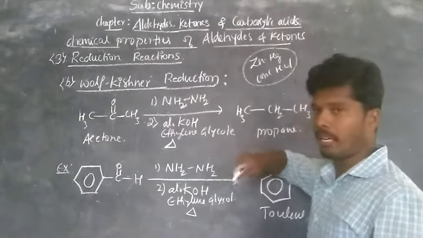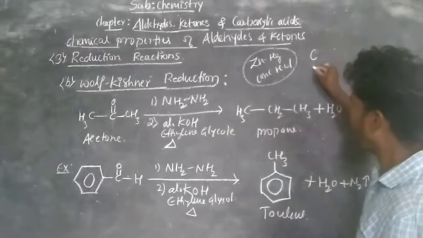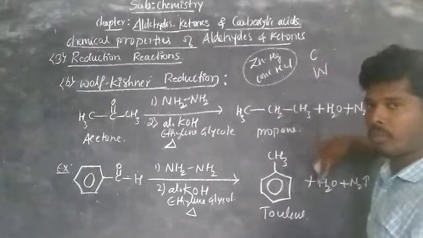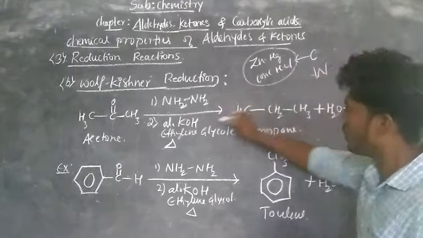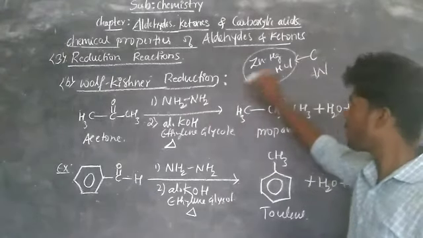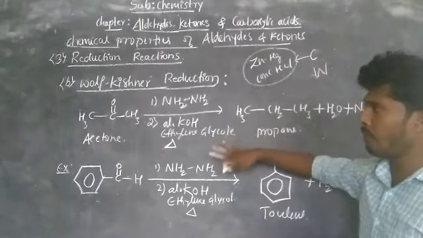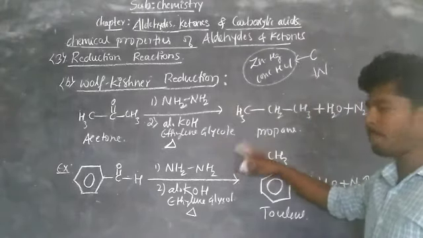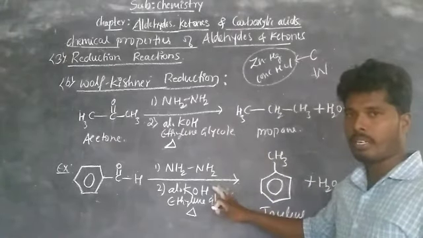To remember that, use alphabetical order: Clemmensen's C, Wolff-Kishner W. Clemmensen's has one reagent, Wolff-Kishner has two reagents, like first priority, second priority. You have to remember this. Don't get confused. Both reactions are the same. Finally, you get hydrocarbons only, but the reagent is different.